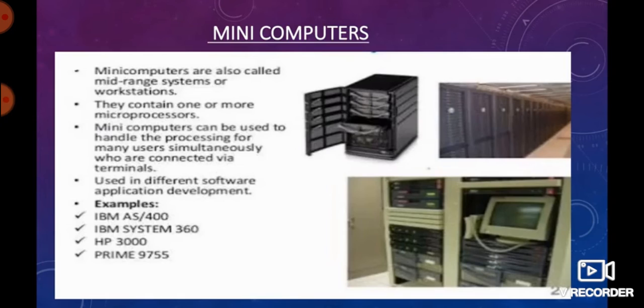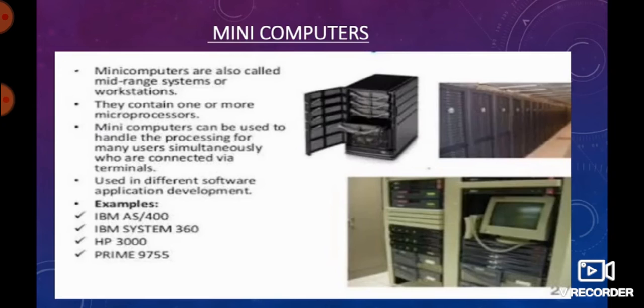So basically these systems work as servers and are used in different software application development. Some examples of minicomputers are IBM AS400, IBM System 360, HP 3000 and Prime 9755. So these are some names of minicomputers.